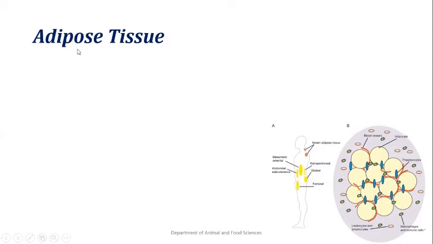and usually we consider that 25% of one individual's weight is from adipose tissue.